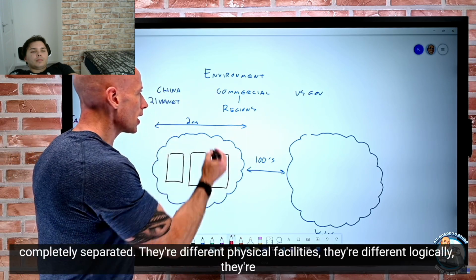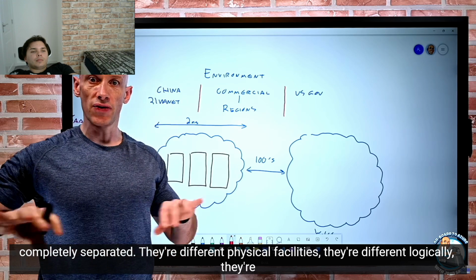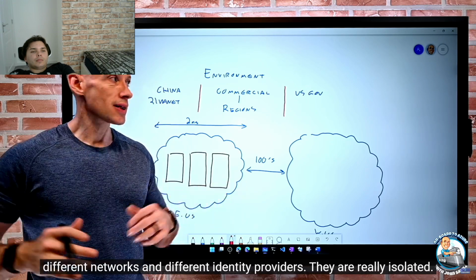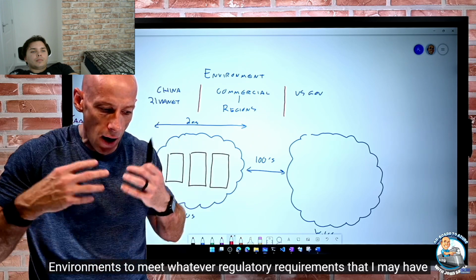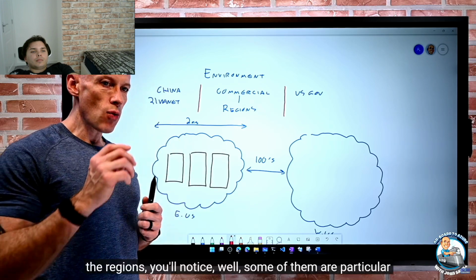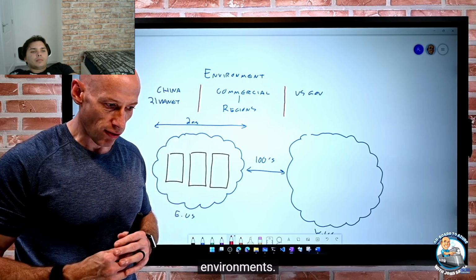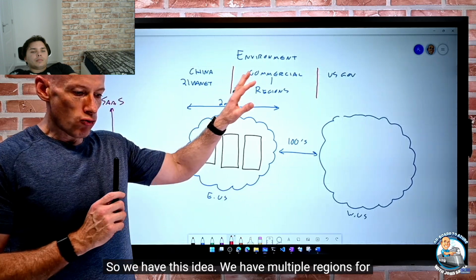So these are all essentially completely separated. They're different physical facilities, they're different logically, they're different networks, different identity providers. They are really isolated environments to meet whatever regulatory requirements I may have for my particular workloads. And even when we look at the regions, you'll notice some of them are particular environments. So we have multiple regions for those different reasons.